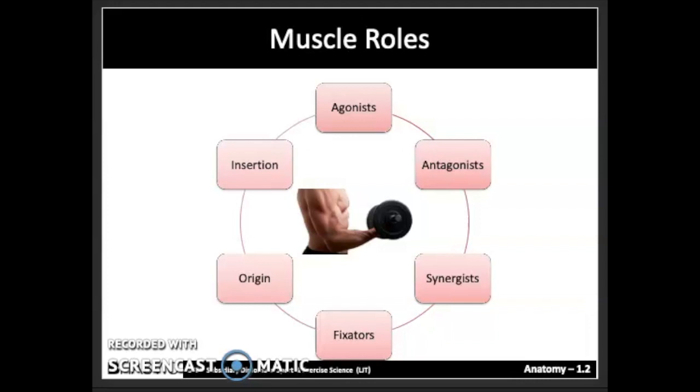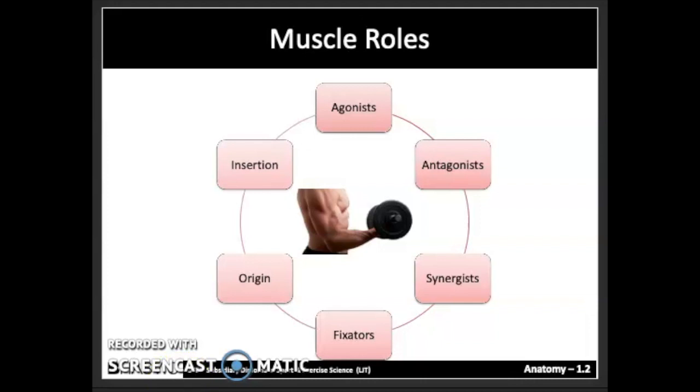Muscles have many different roles, including agonists. In an antagonistic pair, there are two muscles which work together to cause movement of the bone. This happens by one contracting and the other relaxing. An agonist is the prime mover in this motion, the contracting muscle. In a sporting example, when lifting a dumbbell, the biceps brachii contract whilst the triceps relax. Therefore, the biceps brachii act as the agonist.